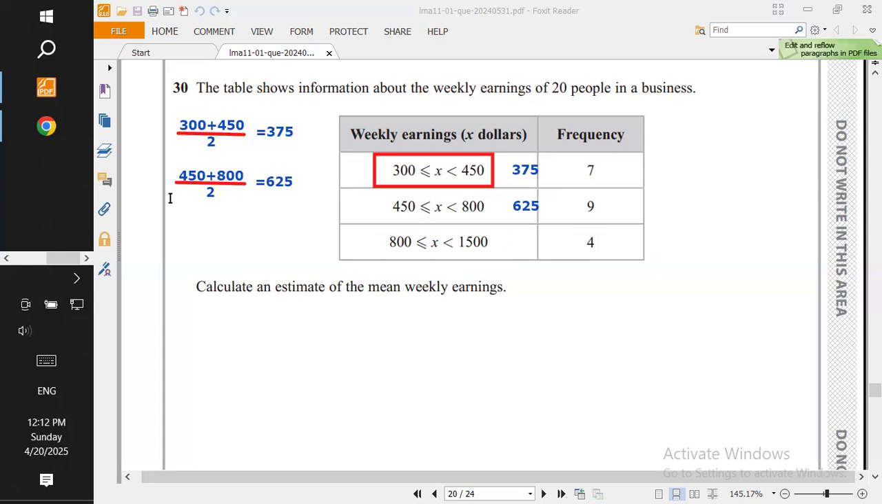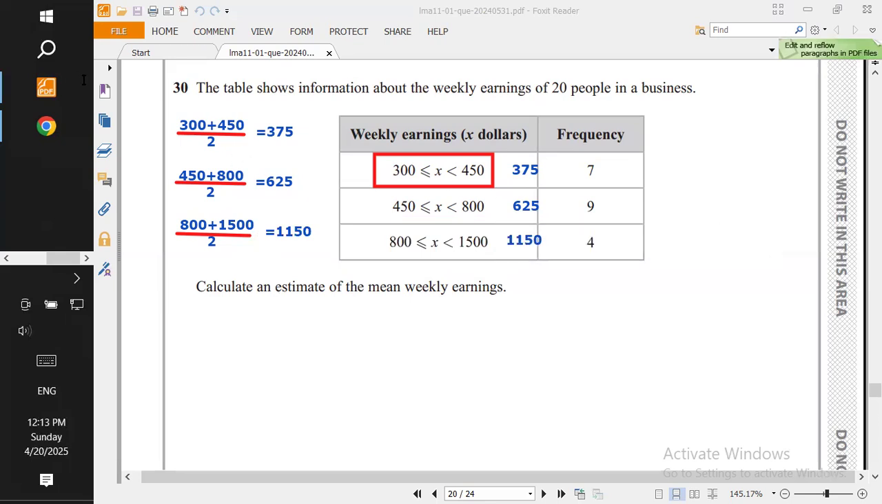Same idea for the last one, which starts at 800. Let's write it here, 800 plus 1500, and then divide by 2. Focus on the steps that you have to follow so you don't have any mistakes. So 800 plus 1500, and then divided by 2 equals 1150. And this is the last midpoint that we needed to find.